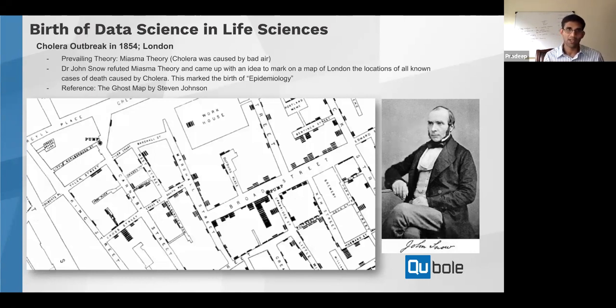So this really marked the first application of data mining and data science in the field of life sciences. And this led to the birth of a separate field of life sciences called epidemiology. Epidemiology is more about data than about life sciences, if you heard about that. And this map, ever since, has been referenced as the ghost map. A book has been dedicated to this subject, written by Steven Johnson. It's a great read if you haven't read it.